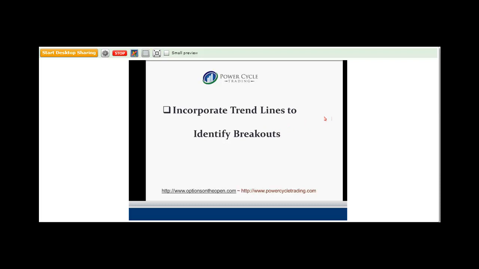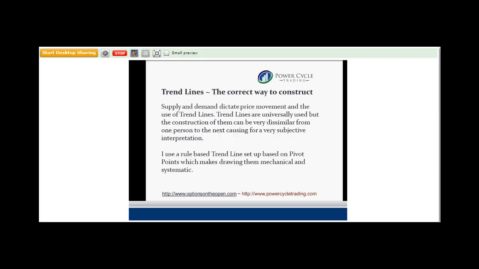And the next thing I always do is incorporate trend lines to identify breakouts. And we have this automated into our trading system now, and we use this as a large part of some of the trades that we will do, which will be based on trend line breakouts. And the thing that's very important about trend lines, and I won't go through it today, is you need to know the correct way to construct them.